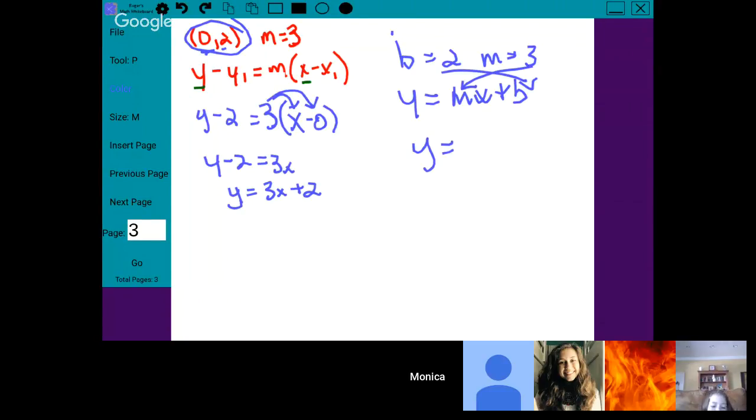So you'd have y equals 3x plus 2. So that one you didn't totally need to show work, but that would be the process of doing it if it was another point that was there.